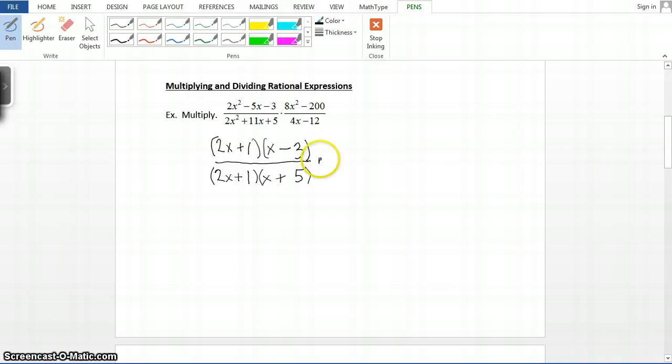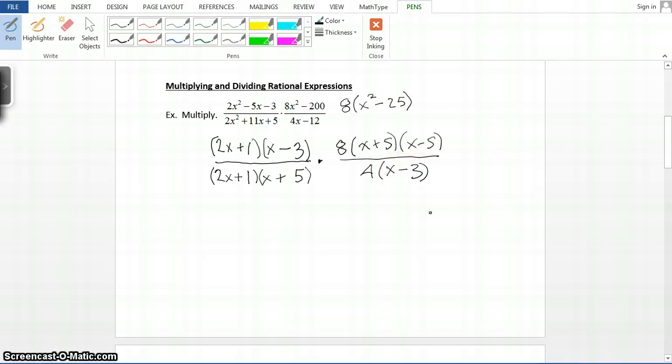Alright, the next thing, that's a multiply. Over here, let me factor out an 8 up here. That's 8 times the quantity x squared minus 25. 200, if I pull 8 out, I'll have 25 left over. And you can see this is a difference of squares. So that numerator will factor to 8 times x plus 5 and x minus 5. Alright, check out that denominator. The only thing you can do is pull 4 out: 4 times the quantity x minus 3.